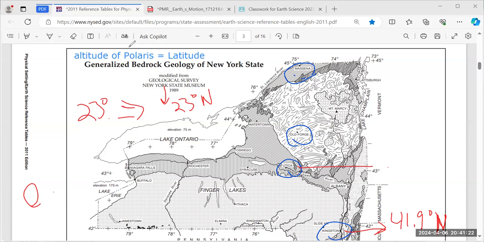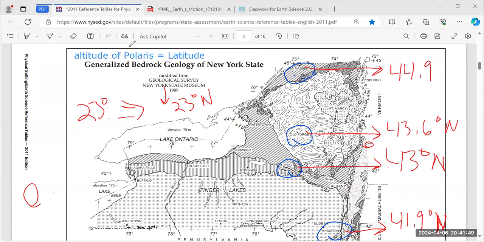Utica, I'm just doing an estimate, looks to be about 43 degrees north. Old Forge, right, because it's more than halfway, right? That dash represents a halfway point, about 43.6 degrees north. And Massena is basically very close to 45, so let's give it an estimate, 44.9 degrees north. All right.